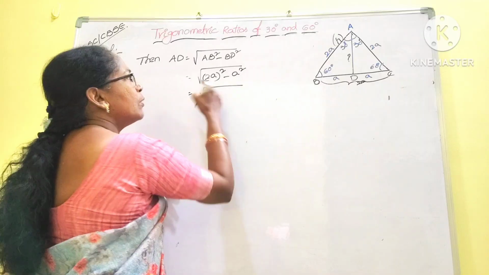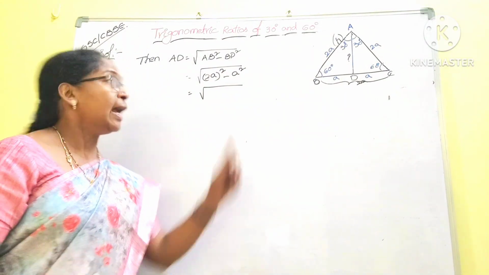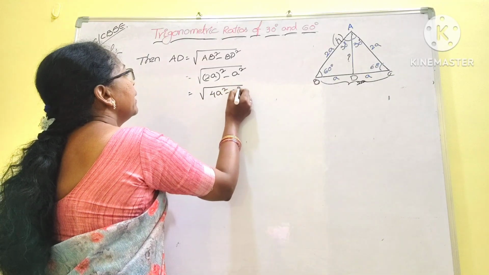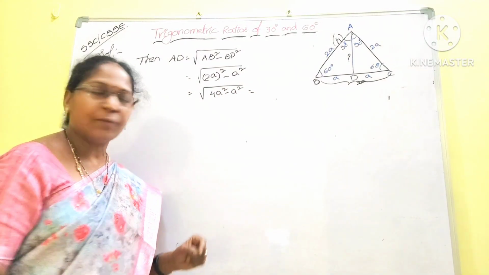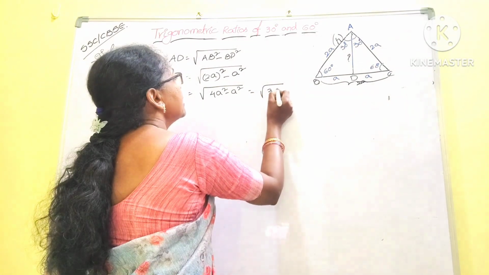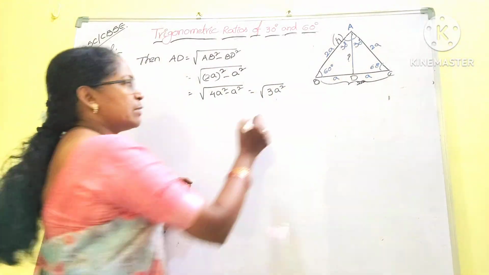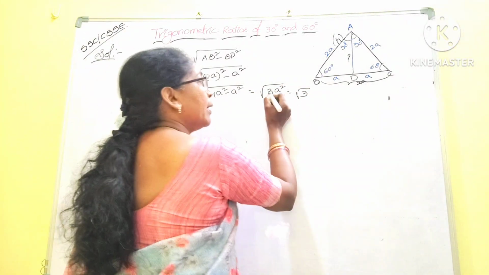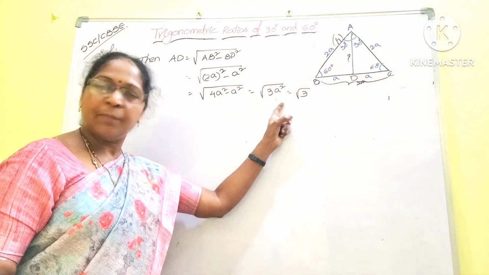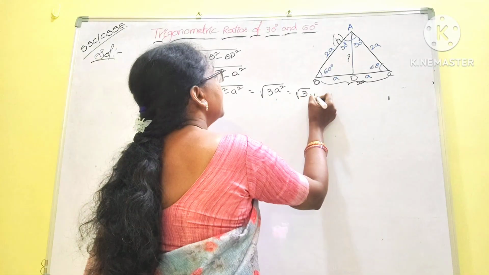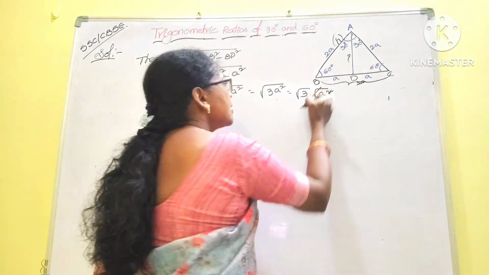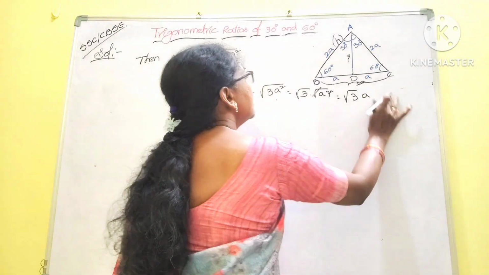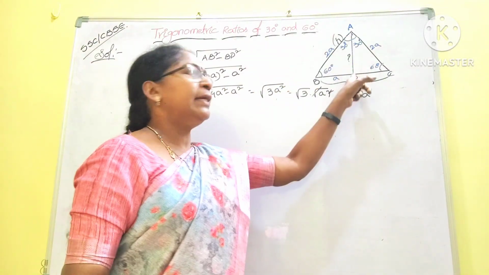That equal to square root of 2A whole square, which is 2 square as well as A square, where 2 square equal to 4, so 4A square minus A square equal to 3A square. Square root of 3A square equal to square root of 3 into square root of A square. Then the square and the square root will be cancelled, and you will get square root of 3A. This is the side value, that side is AD.